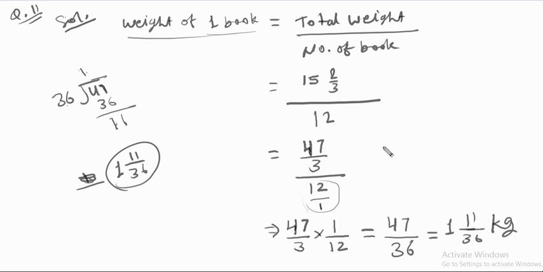Here we find the weight, so the unit of weight is kg, right? So this will be your answer. Here the question gave us a weight in the form of a mixed fraction, so we have to write the answer in the form of a mixed fraction. So this is your correct answer: 1 and 11 upon 36, right?